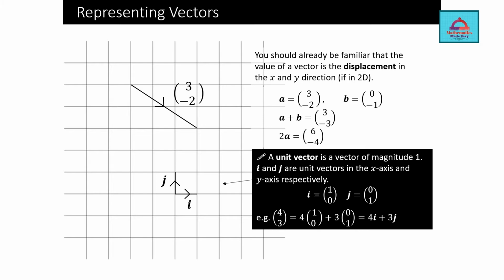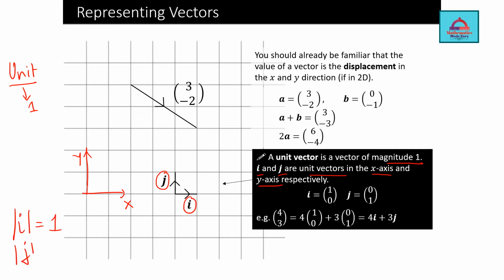Now coming to a unit vector, it's very important. A unit vector is a vector of magnitude 1, because the name suggests it. So let me write: the hint is unit means 1. So its magnitude is going to be 1, and i and j are the unit vectors in the x and the y axis. You know the horizontal is x, the vertical is y. Along the horizontal axis, i is the unit vector and j is the unit vector along y. i and j both have magnitude 1. So if you take their magnitude, both have length 1.